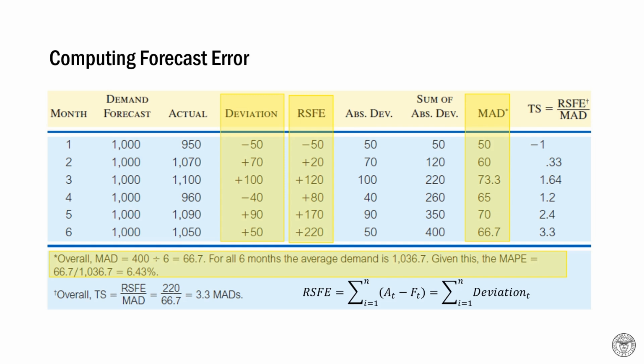Given that the average demand is 1036.7, the value of MAPE is given by 66.7 divided by 1036.7 equals 6.43%. The tracking signal, TS, is then calculated by dividing the RSFE by the MAD. The resulting TS can be used to detect bias in the forecast over time, helping us to understand and improve the accuracy of our forecast model.